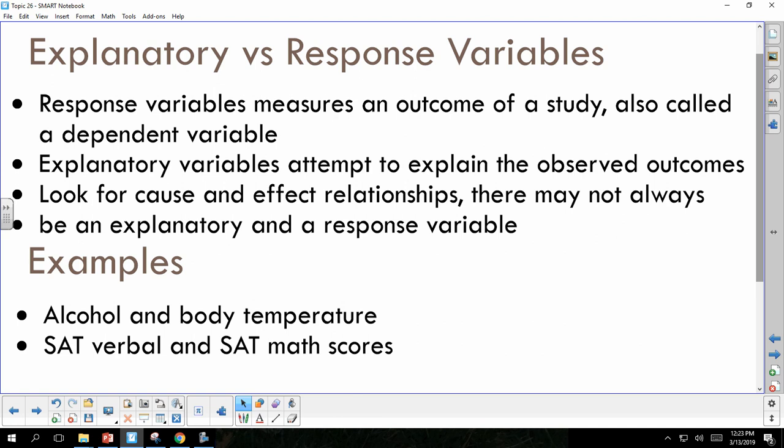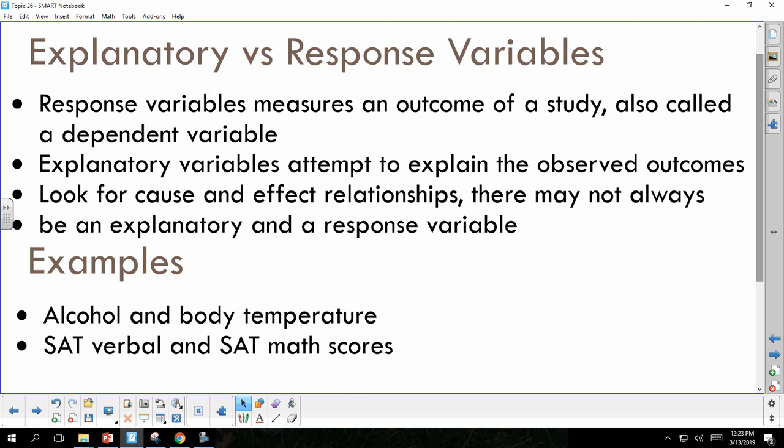So examples, alcohol and body temperature. Scientists did that study on lab rats and injected them with alcohol and measured the change in their body temperature. So the explanatory variable is obviously the amount of alcohol they're getting, and then the response variable is the body temperature of those silly drunk rats.